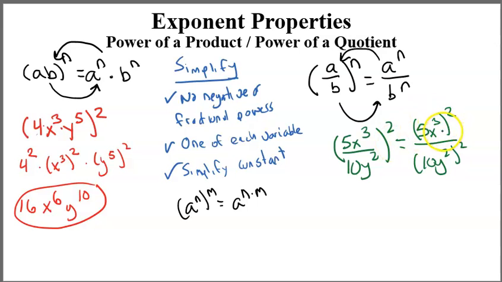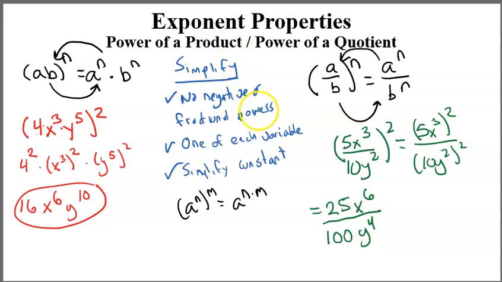But look, now I have a product being raised to a power. So I actually use this property over here. Let's do that down here. 5x cubed squared: 5 squared is 25. x cubed squared, I use this property here, so 3 times 2 is 6, so I get x to the 6. That's my numerator. Now my denominator is 10y squared. 10 squared is 100. y squared squared, well, 2 times 2 is 4.